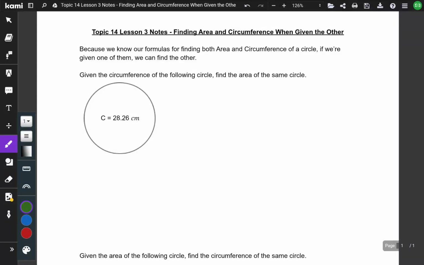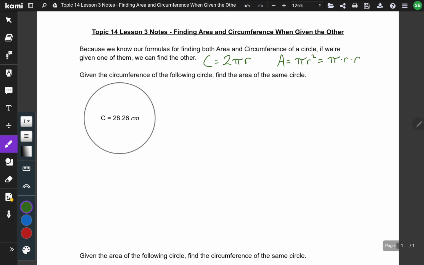Last lesson for topic 14 here, finding an area and circumference when given the other. Okay, we know our formulas. We've got circumference is 2 pi r, 2 times pi times the radius, and area is pi r squared, or we describe that as pi times the radius times the radius. It is easier to use the circumference formula that has the radius in it because both formulas deal with radius, whereas if you use the diameter, you're going to have to do some more work in there.